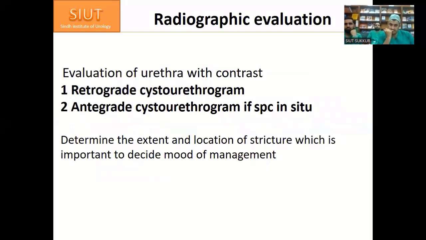Coming to radiographic evaluation, basically we do evaluation of the urethra with contrast by two kinds of urethrogram. One is retrograde cystourethrogram and the other is antegrade cystourethrogram if there is an SPC. It helps in the determination of the extent and location of the stricture, which is important to decide the mode of management.